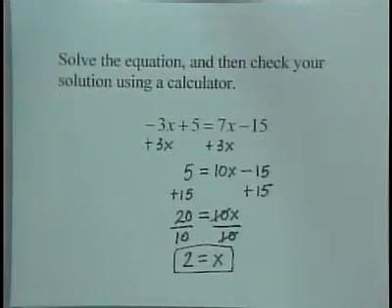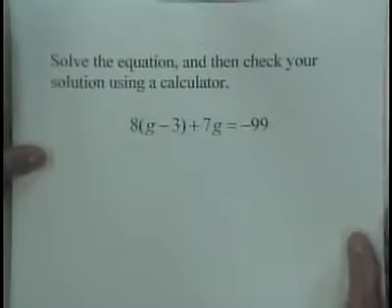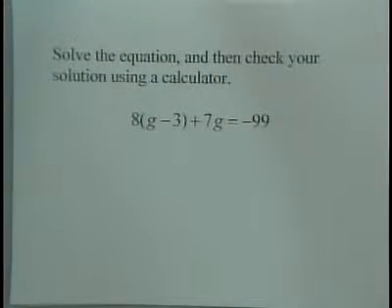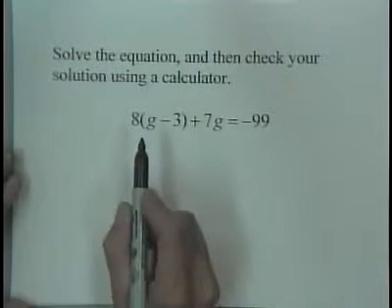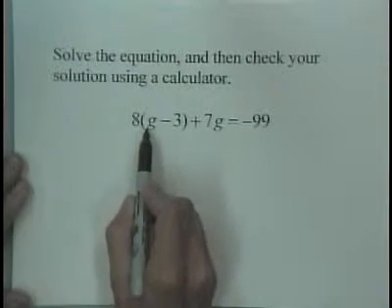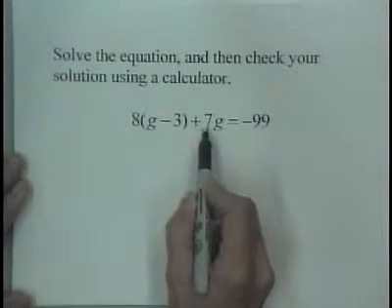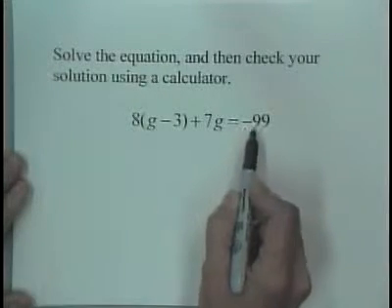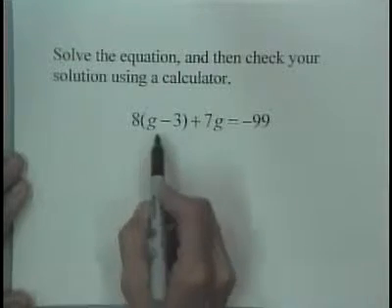Let's try another problem like this. Here what we want to do is solve the equation, and then we're going to check our solution using a calculator. What we see here is 8 times g minus 3 plus 7g equals -99.